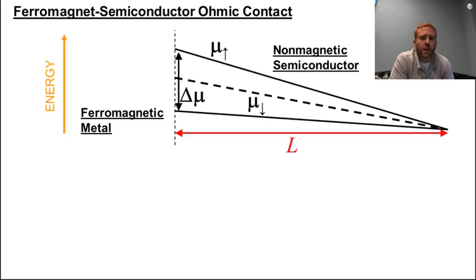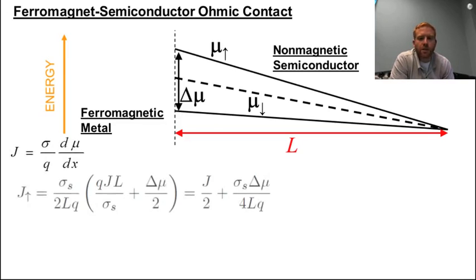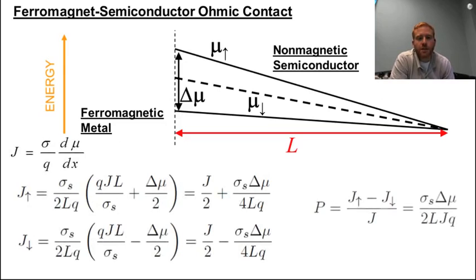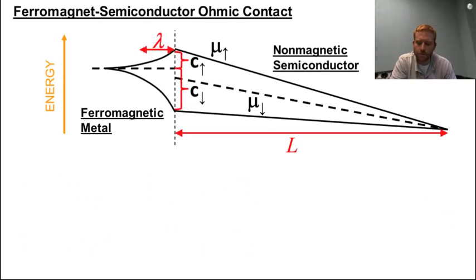Using Ohm's law, we can obtain a relationship between current polarization and this electrochemical potential splitting. The first term in parentheses is due to the average potential drop over the transport length scale L. Note that although J up and J down are not equal, their sum does equal the total charge current, as expected. Now we have to derive equivalent expressions on the ferromagnet side, where we will see the deleterious effect of the splitting on spin injection.